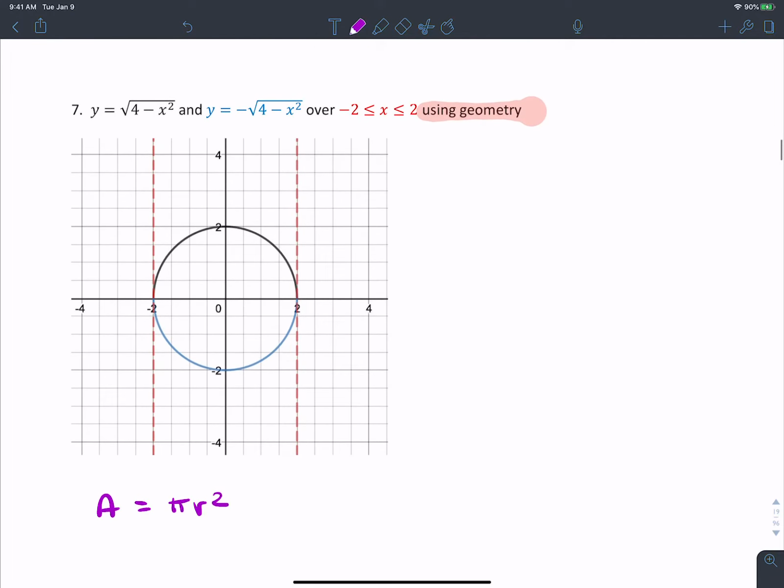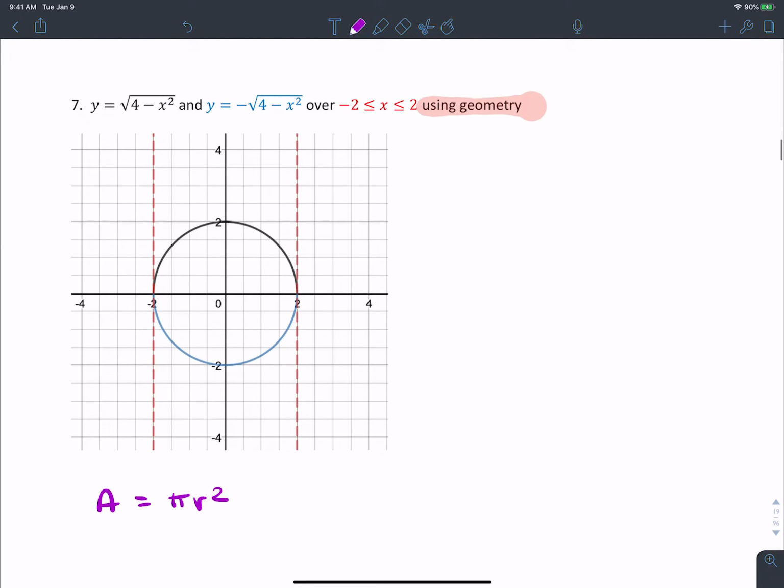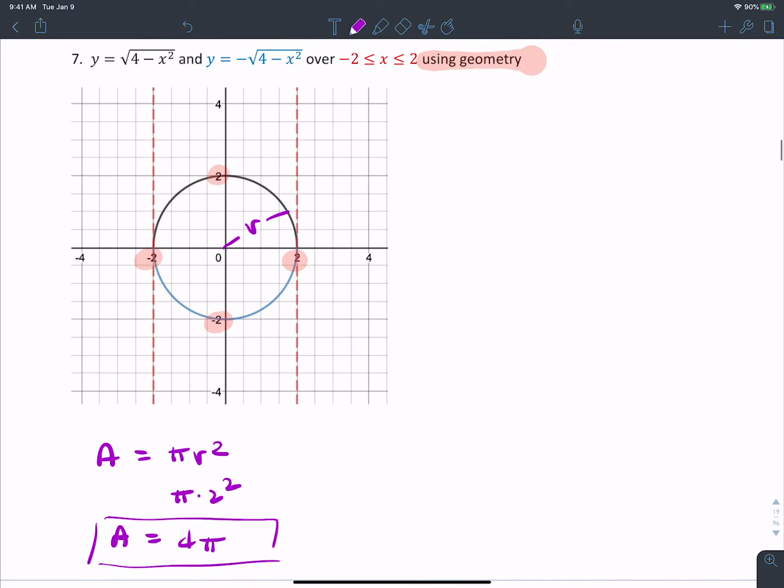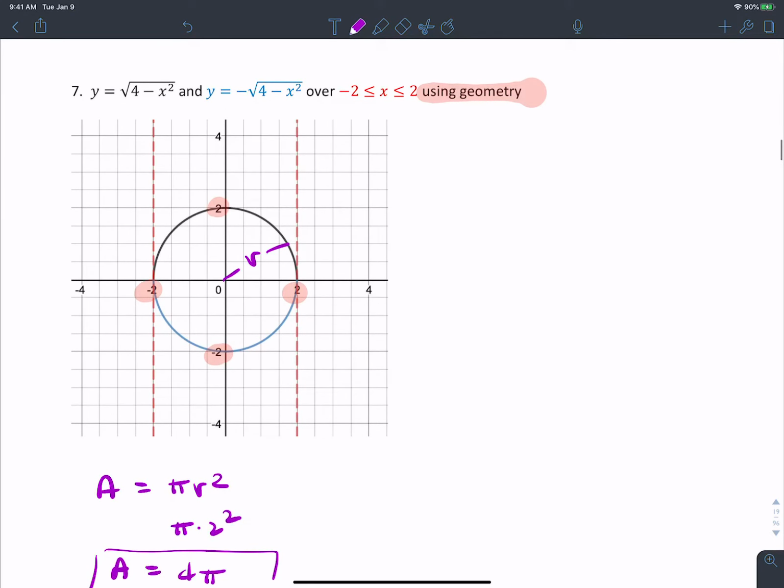What's your radius in this case? Everyone know the radius value? Isn't that 2? You say, how do I know? Because that's 2, that's 2. Okay, you guys okay with that? So we can have pi times 2 squared, or the area will be 4 pi. Here's our area. So that's just simply using, with that 2 radius here, geometry.